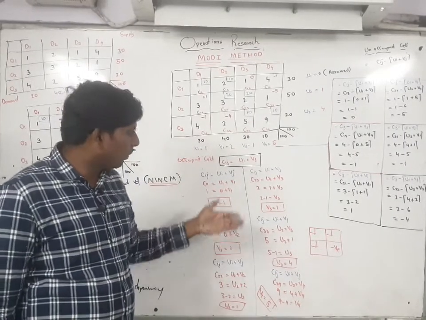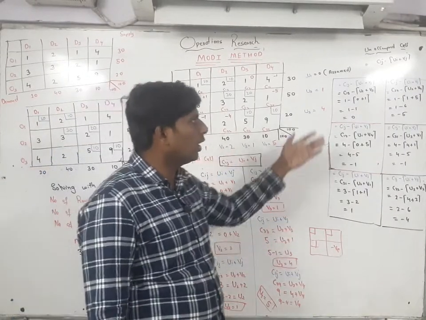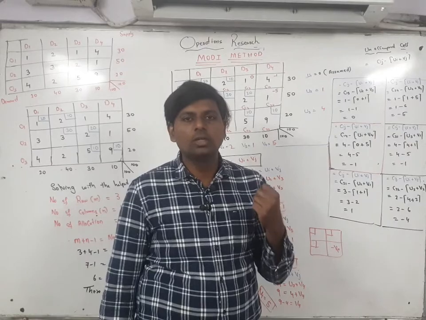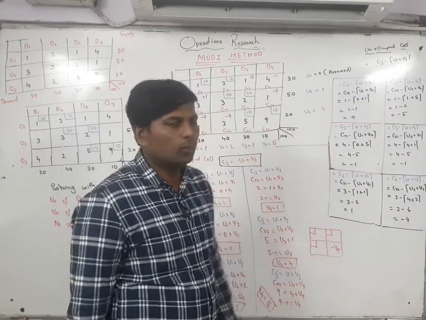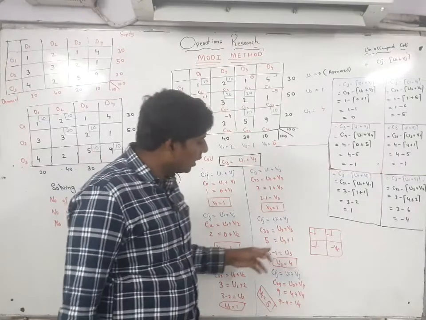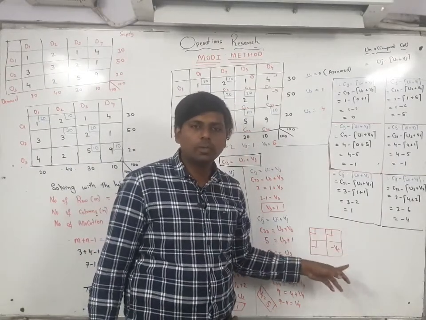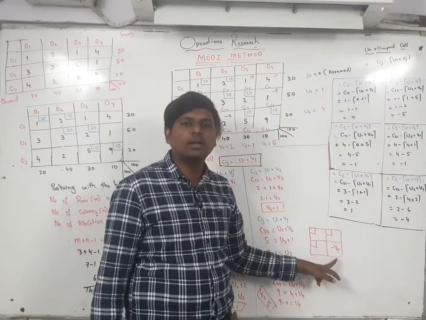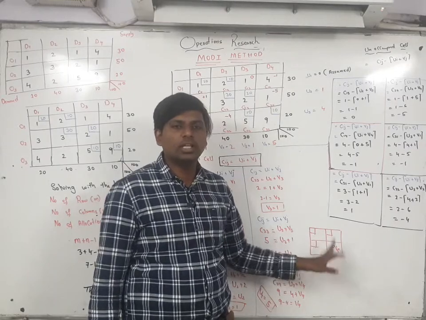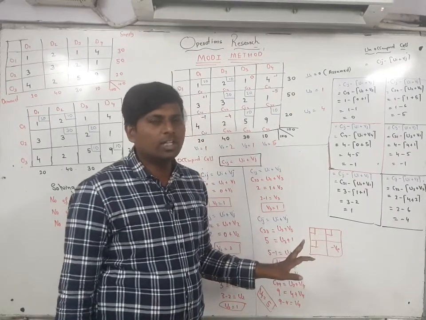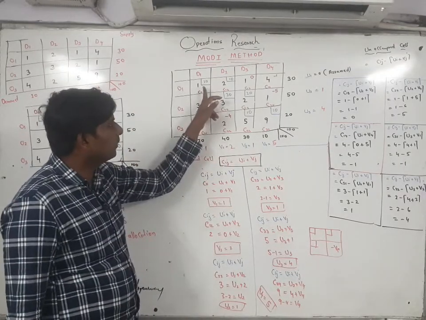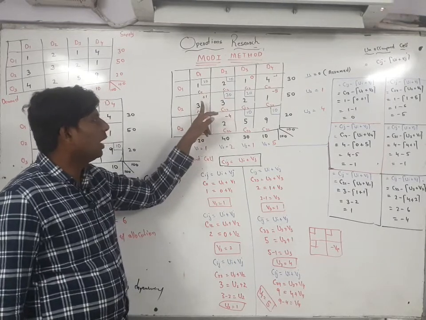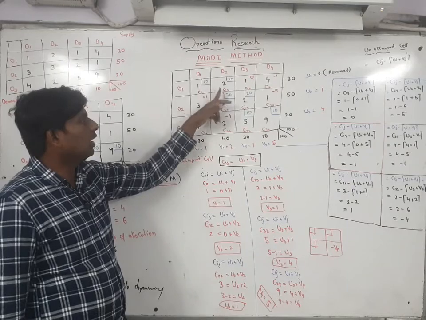Again you have to find out the occupied cells, then the unoccupied cells, and again find out the values of u1, u2, u3, v1, v2, v3 and v4. So how to select that? For that, you have to select a combination of 4 cells. In that, 3 are allocated and 1 is the unoccupied cell with the negative value. If you take a combination where the unoccupied cell is positive, you can't take this combination.